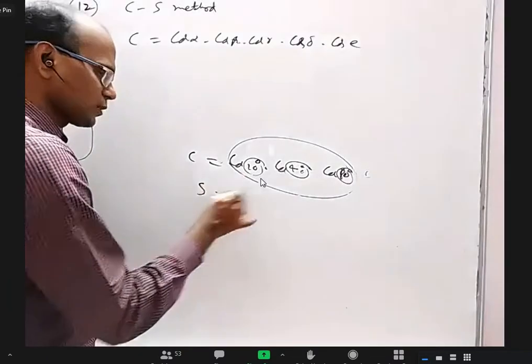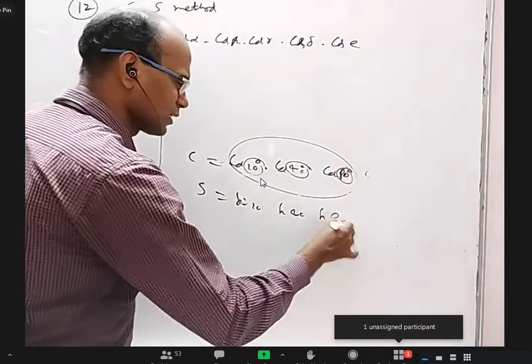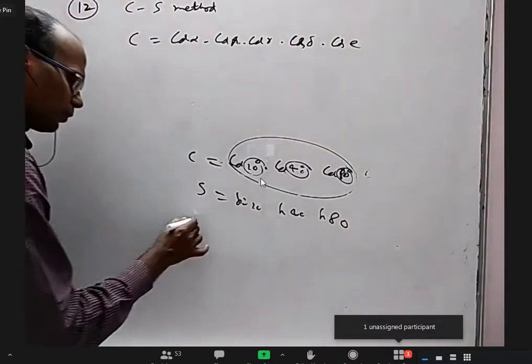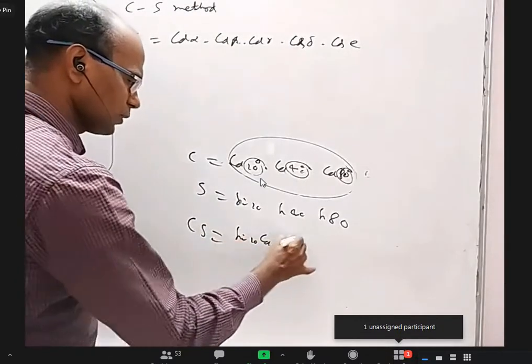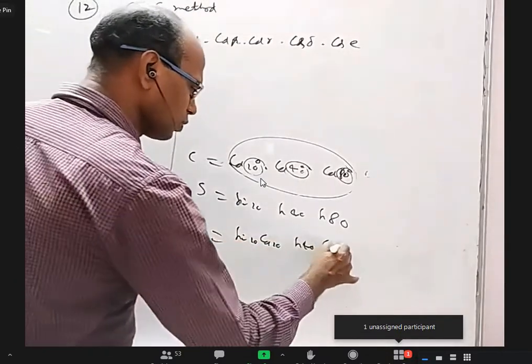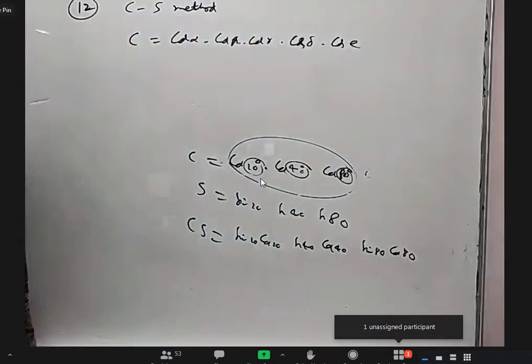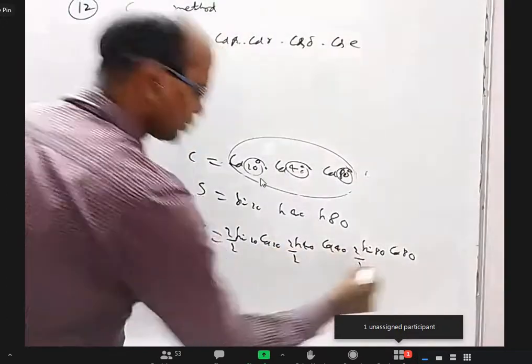Same thing, you take S, but with all sine: sin 20, sin 40, sin 80. It is not there in the question, but you take it. You multiply these two, CS. You will get sin 20 into cos 20, sin 40 into cos 40, sin 80 into cos 80. Multiply with 2, divide with 2, multiply with 2, divide with 2, multiply with 2, divide with 2.